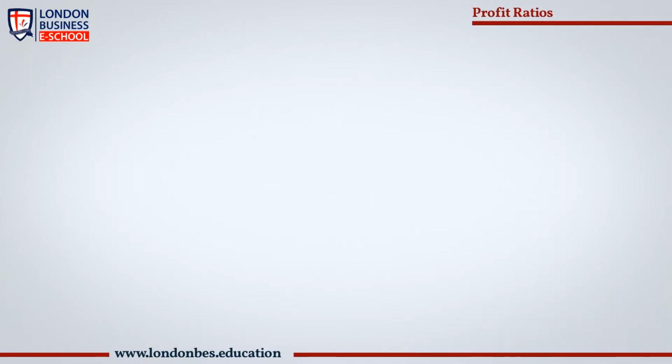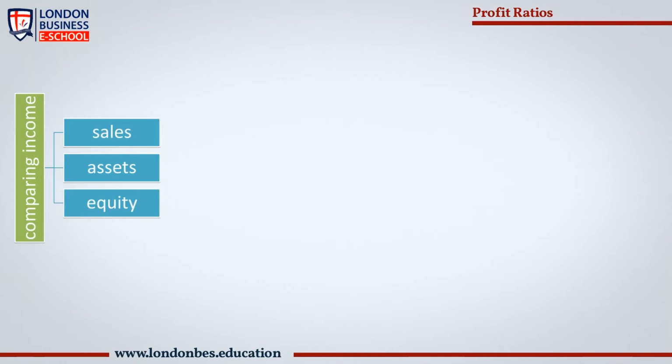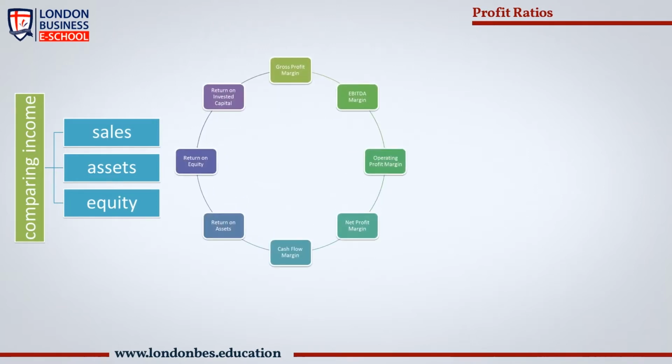Profit ratios. When analyzing business productivity, most companies refer to profitability ratios by comparing income to sales, assets, and equity. Eight of the most frequently used profitability ratios are gross profit margin, EBITDA margin, operating profit margin, net profit margin, cash flow margin, return on assets, return on equity, and return on invested capital.